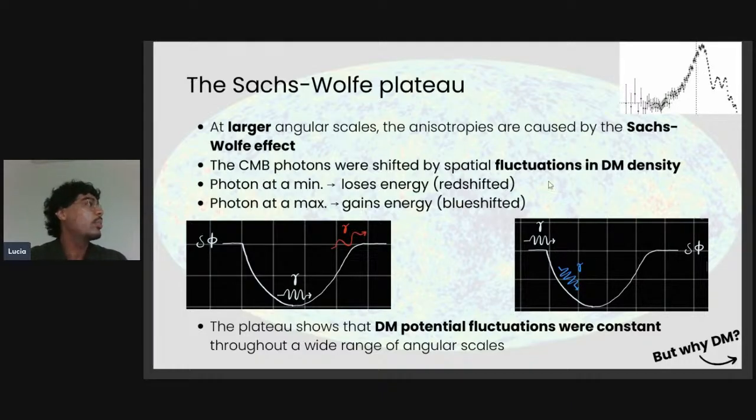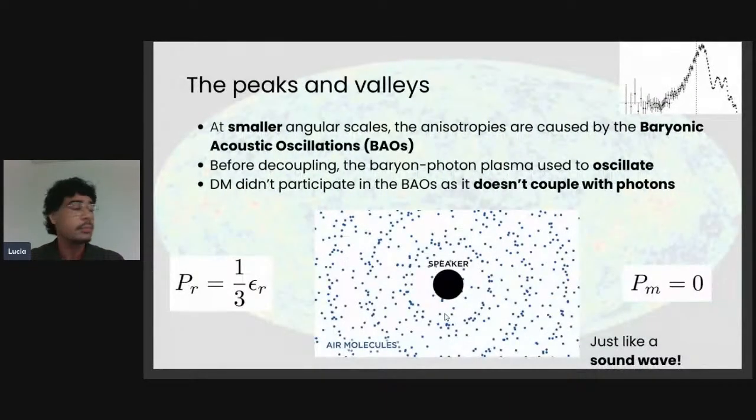And what this plateau means is that across different angular sizes, when we go smaller and smaller in the angular sizes in the sky, these potential fluctuations of dark matter remain constant. So it's like a fractal when you zoom in, and every time you zoom in, you see the same thing. So that's what this plateau says. For different angular sizes, the potential fluctuations in dark matter remain constant.